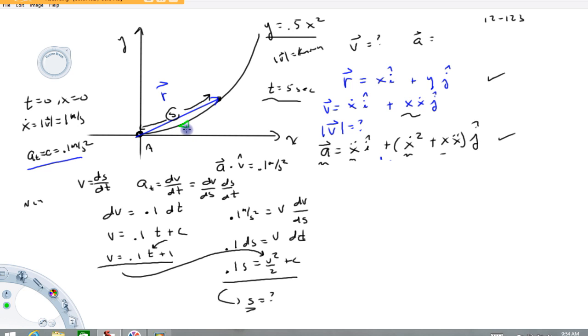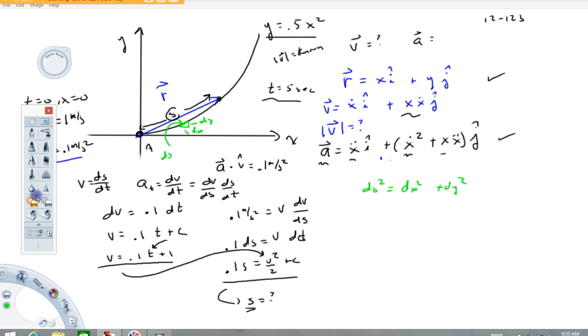So displacement to the right by an amount dx, displacement up by an amount dy. And that's going to give me the green one there, which is a ds. These are related by the Pythagorean theorem. ds squared is equal to dx squared plus dy squared. It's real easy to solve that for ds, just square root both sides.